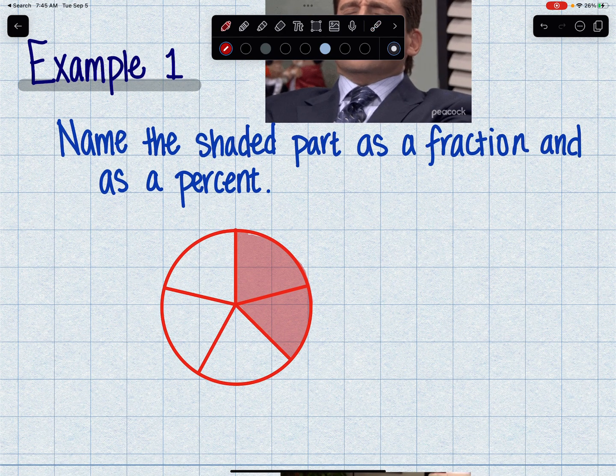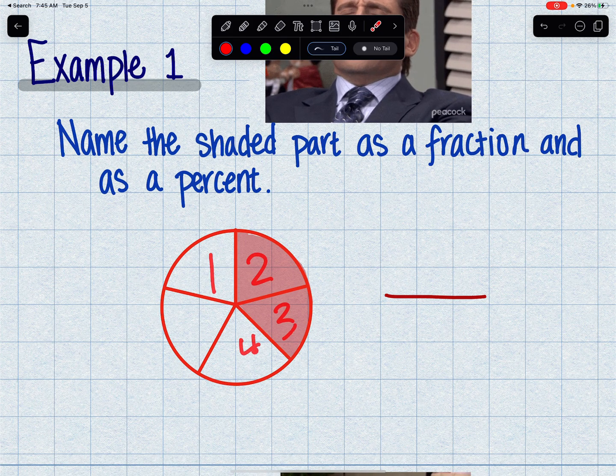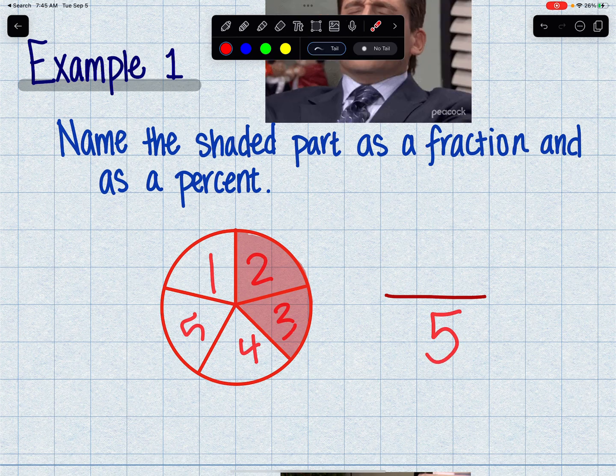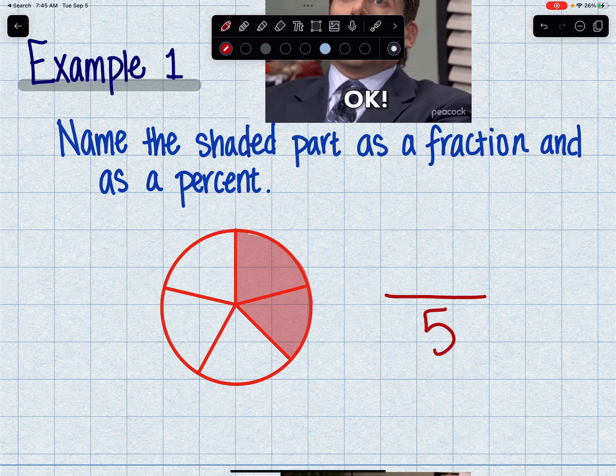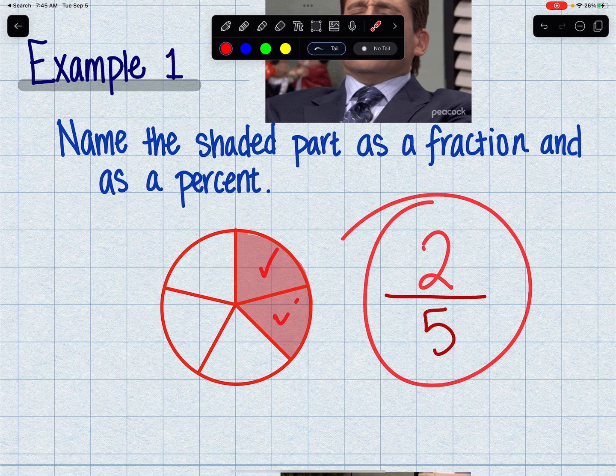All right, so as a fraction, easy peasy. What goes on the bottom? The denominator is how many different equal parts there are, right? So we have 1, 2, 3, 4, 5. So the denominator is going to be 5. What about the numerator? How many parts are represented? 1, 2, so it's going to be 2/5.